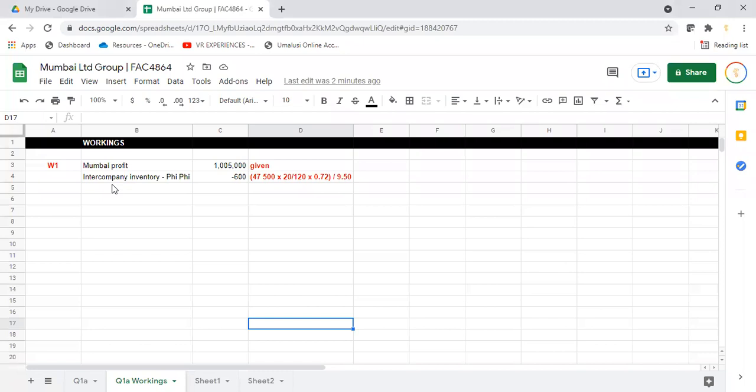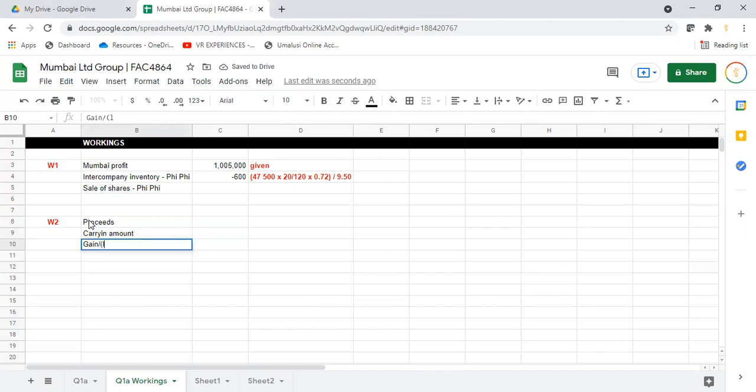Okay, so let's have a look over here. This is going to be the sale of shares, and once again, it relates to Fifi. I'm going to have another calculation for it, which I'm going to call the working tool. So: proceeds, carrying amount, and that's going to give me the gain or loss.